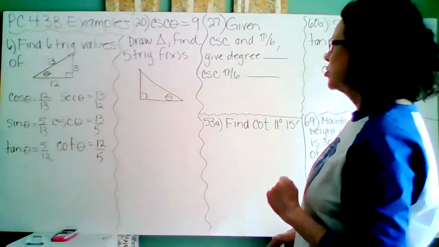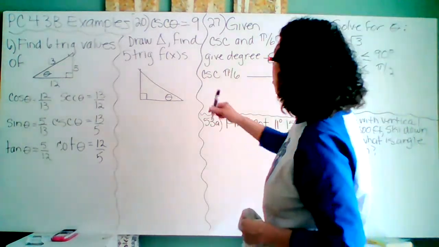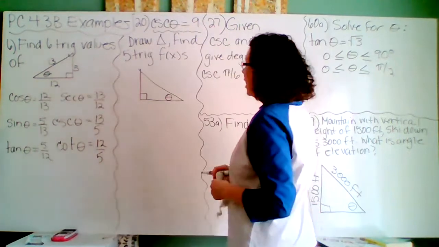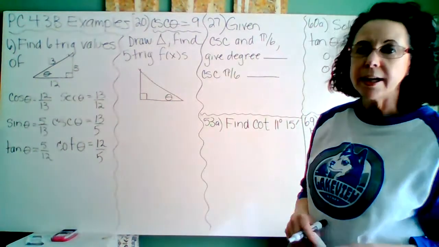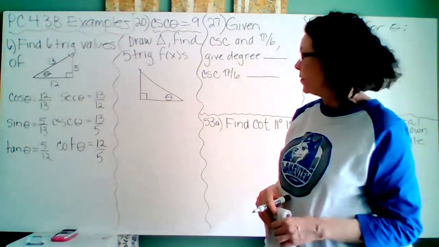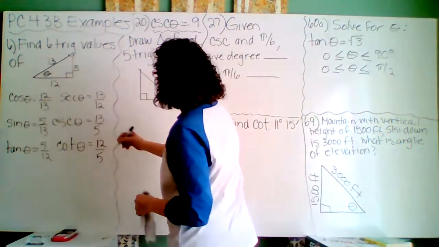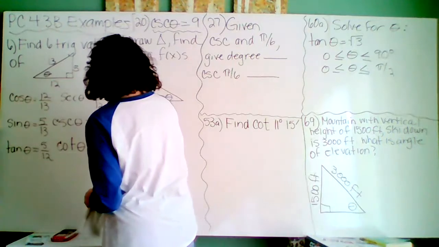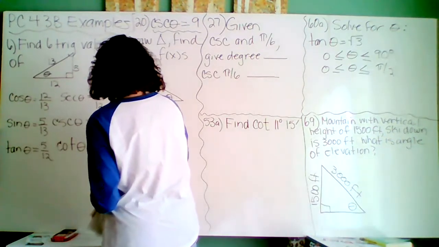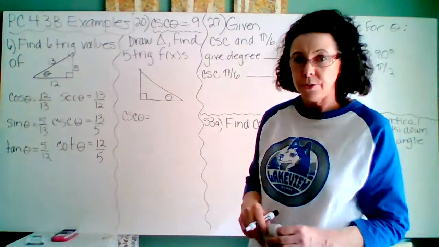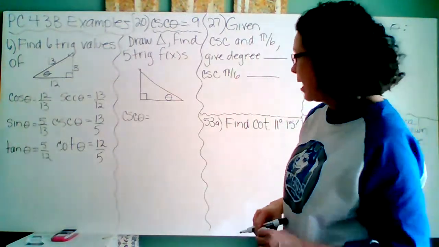Let's look at number 20. They give you that cosecant is equal to 9, and they want you to draw a triangle, so I got one going for us, and find the other 5 trig functions. So they gave us cosecant. Now, I know that cosecant is the reciprocal of sine. It is the hypotenuse over the opposite side.